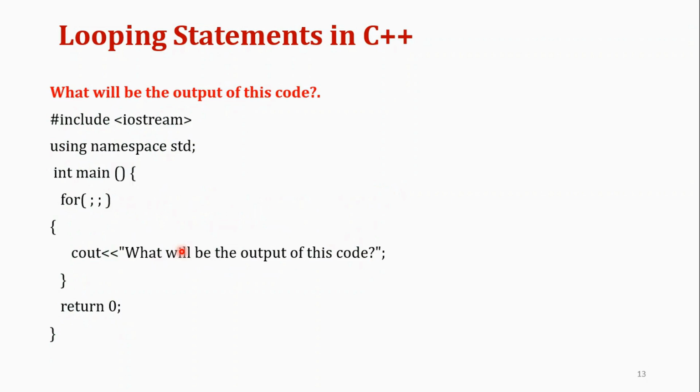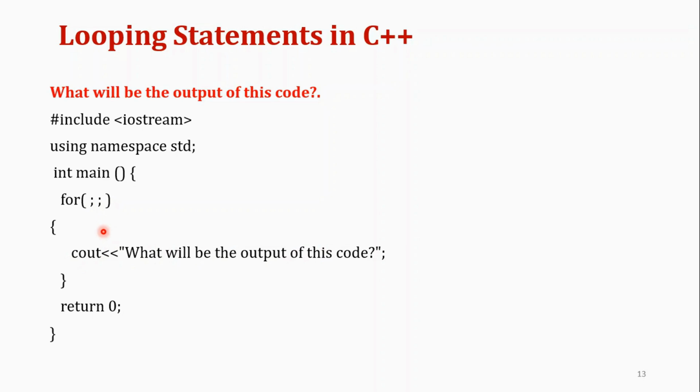And check out this code. Can you guess what will be the output of this code snippet? I'm having the iostream header file, using namespace std, and the main function. Inside the main function, there is a for loop with no initialization, no upper condition, no increment or decrement. Simply 2 semicolons and 1 cout statement. You can try it in any compiler and check out what the output will be.